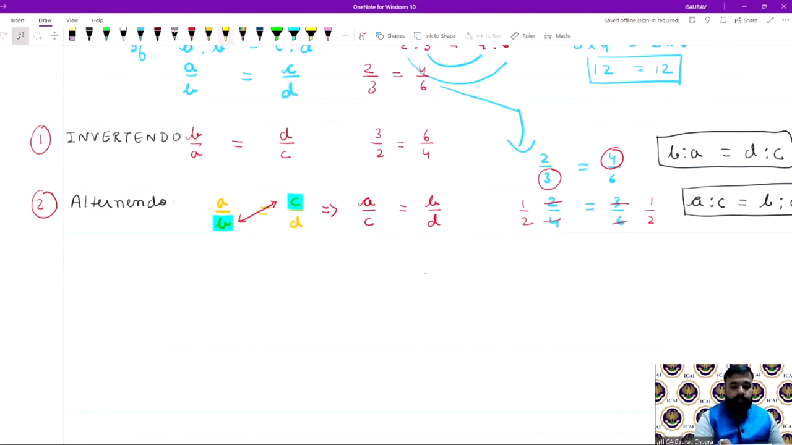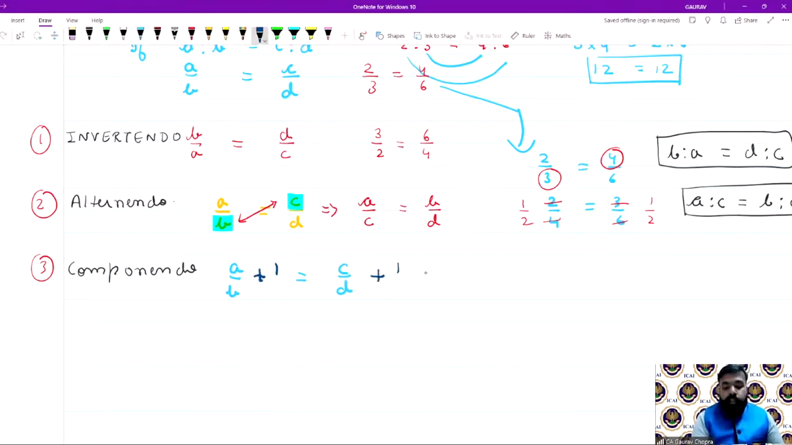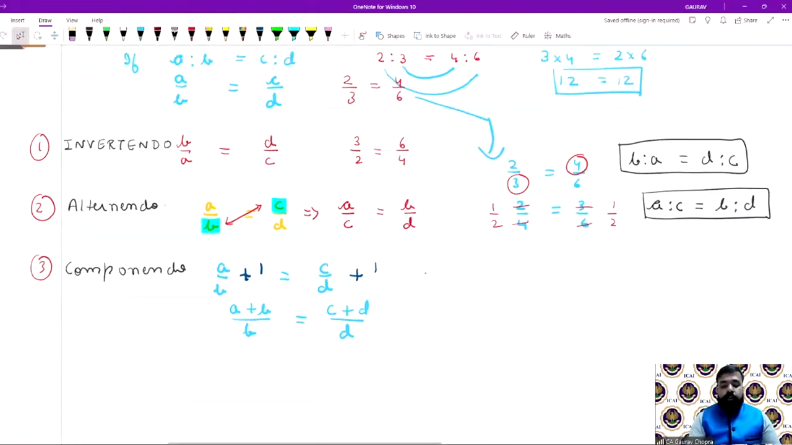Now comes the third one. Third one says componendo. Now in this, what we have to do? Again, writing the original ratio A by B is equal to C by D. Now, if we add one on both sides, still they will be equal. Then what will be the ratio? The ratio will become A plus B by B is equal to C plus D by D. So still they will be equal.